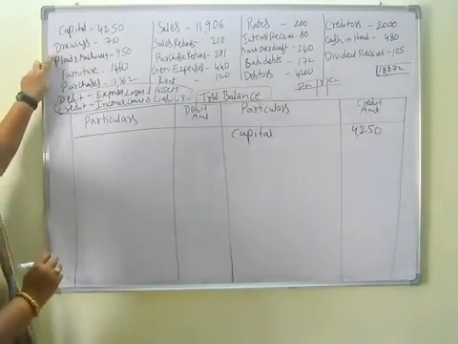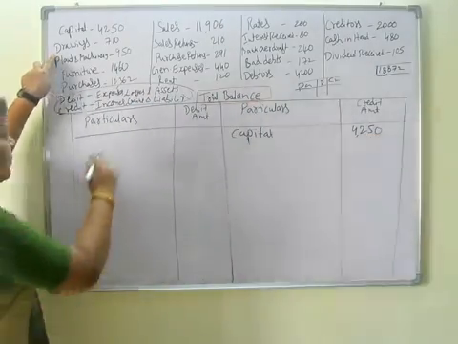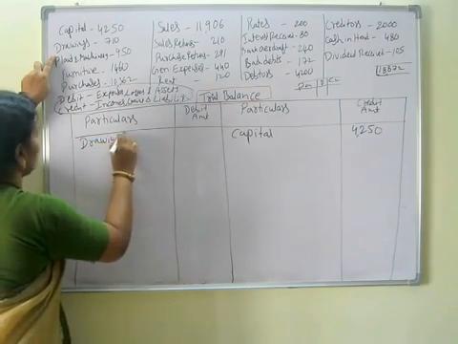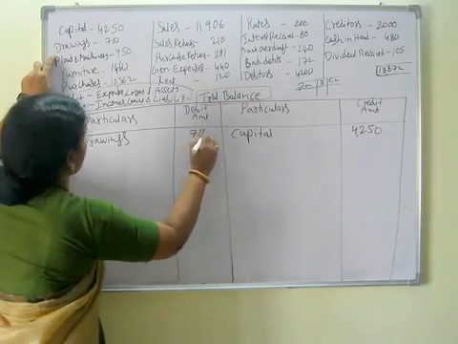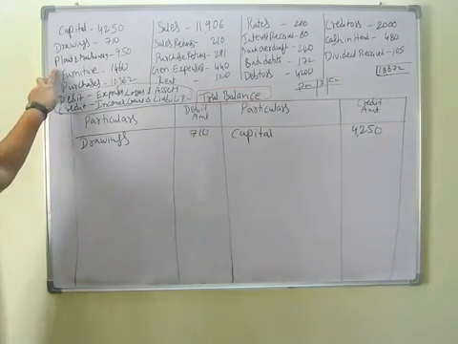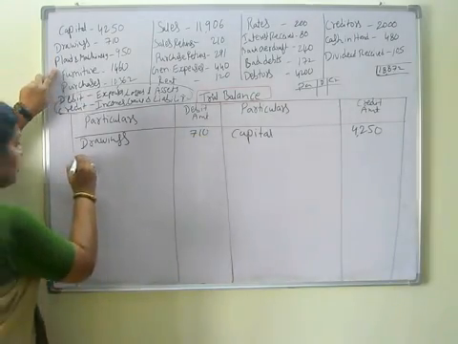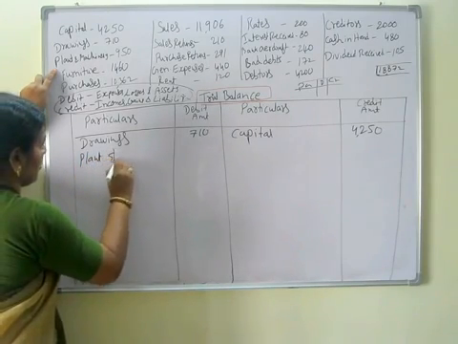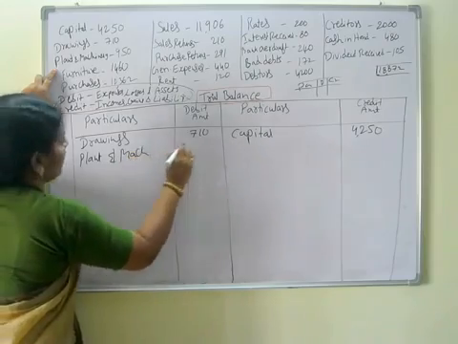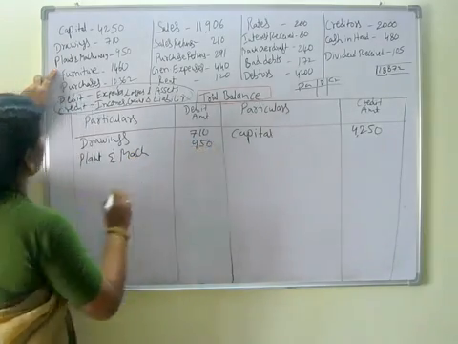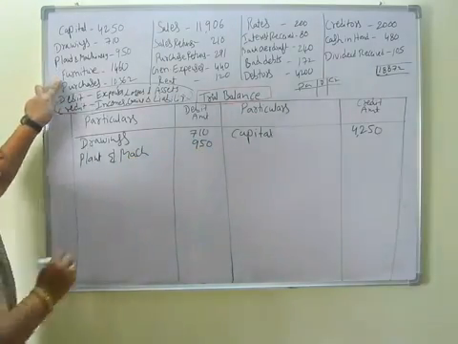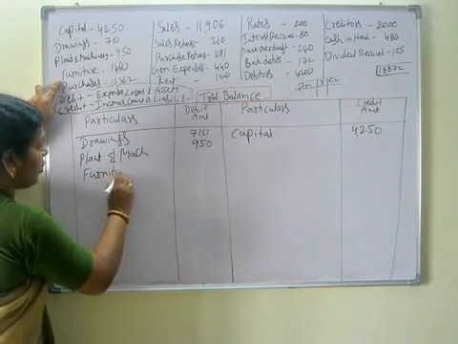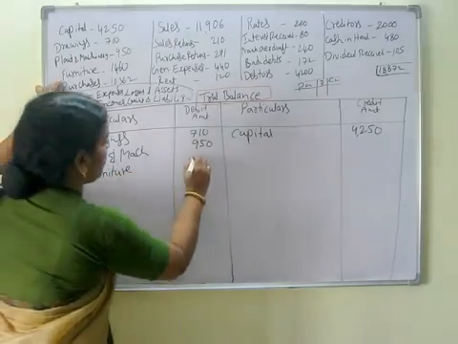Next, drawings. Drawings is an expense. The expenses will be on the debit side. Drawings 710. Next, plant and machinery. Plant and machinery is an asset. All the assets, debit side. Plant and machinery 950. Then furniture. Furniture is also an asset. Assets should be on the debit side. Stay along with me, it will be easy for you.